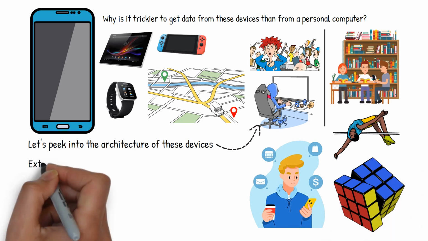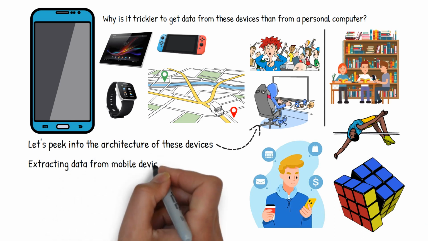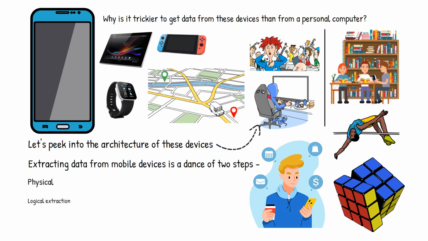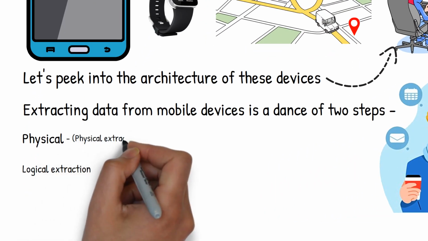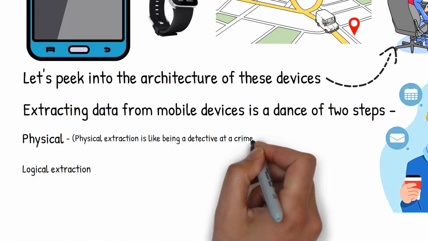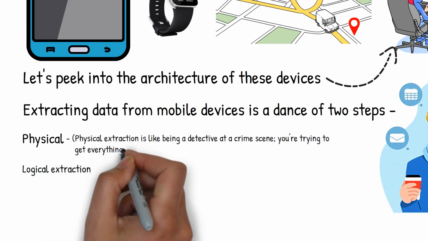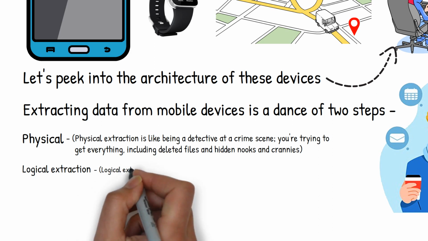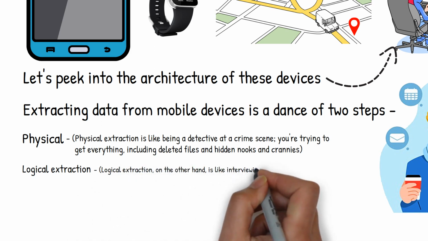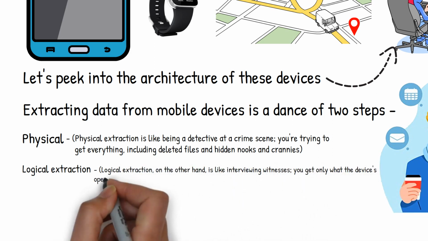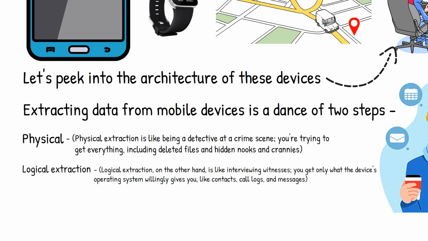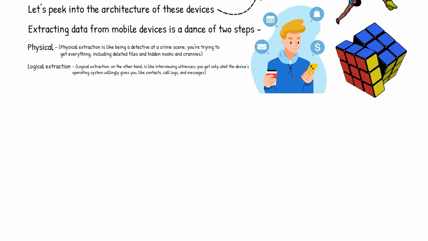Extracting data from mobile devices is a dance of two steps: physical and logical extraction. Physical extraction is like being a detective at a crime scene. You're trying to get everything, including deleted files and hidden nooks and crannies. Logical extraction, on the other hand, is like interviewing witnesses. You get only what the device's operating system willingly gives you, like contacts, call logs, and messages. Each method has its own rhythm and moves, and knowing which dance to do is crucial.